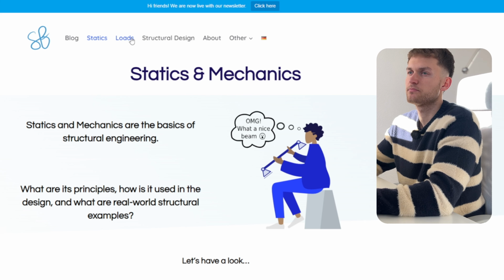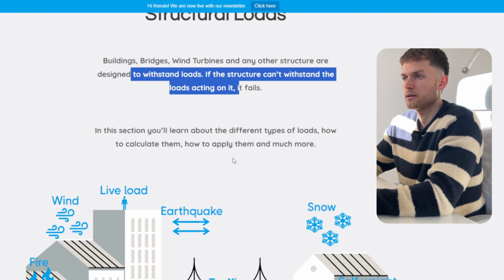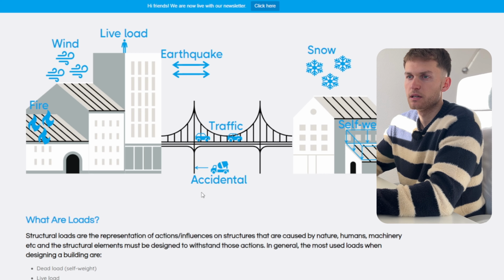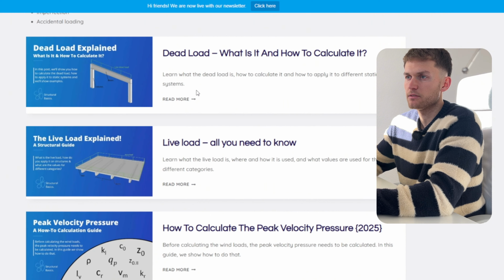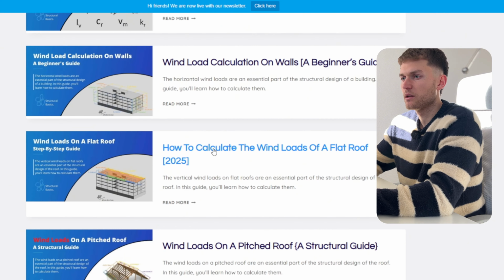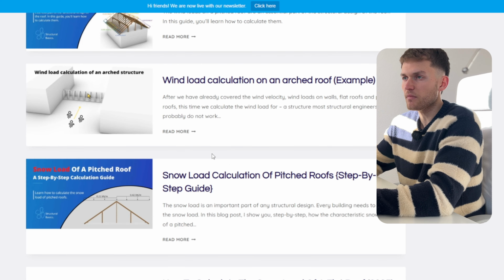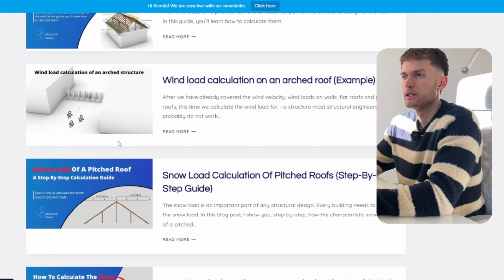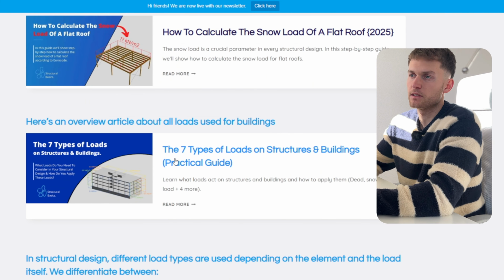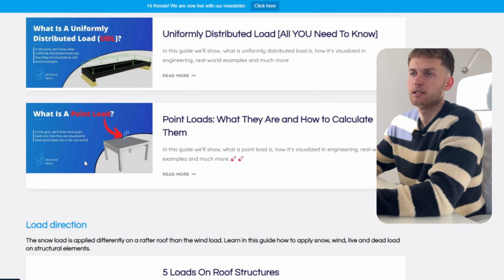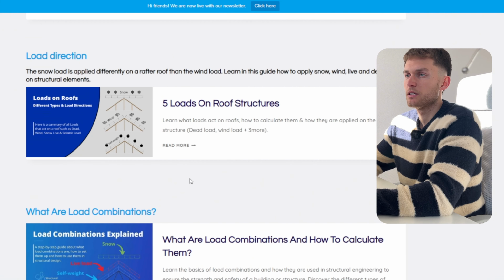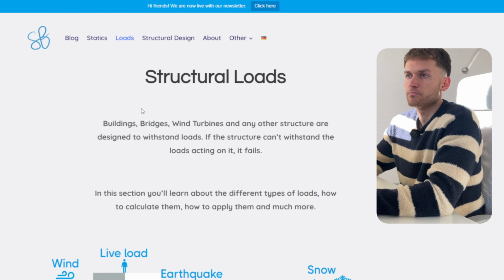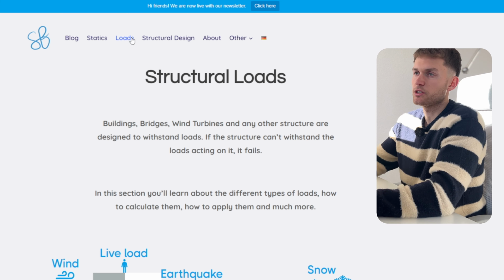And then loads. Again, a quick introduction on why we need to calculate and consider loads, and what loads are. Then we have a lot of articles here: how to calculate dead and live load, peak velocity pressure, wind loads, even wind load calculation on an arched roof, snow load, the different types of loads in buildings, and then uniformly distributed loads, point loads, and what load combinations are. So you can find all kinds of load calculation guides here.